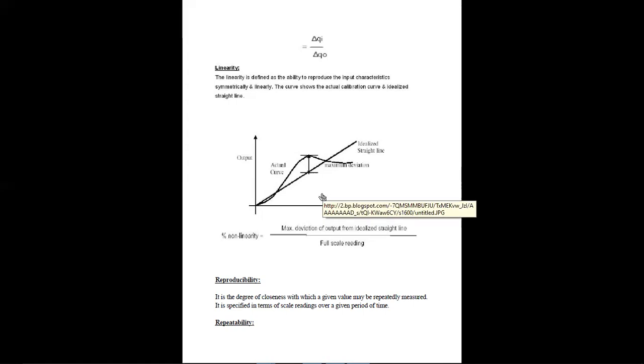Next one is your reproducibility. It is the degree of closeness with which a given value may be repeatedly measured. It means that again and again, the same reading should occur. It is specified in terms of scale reading over a given period of time.